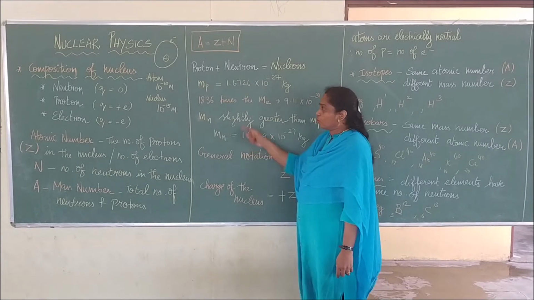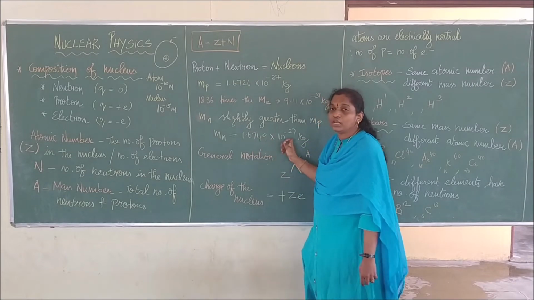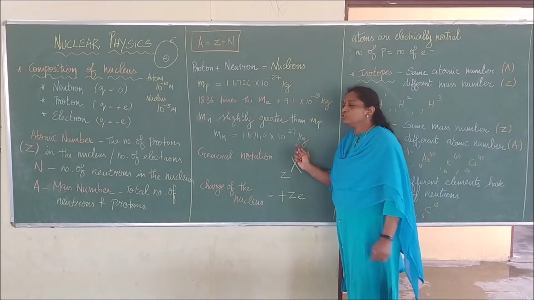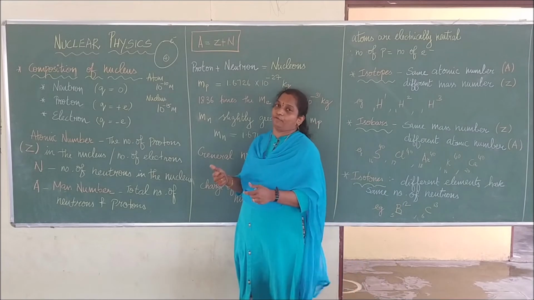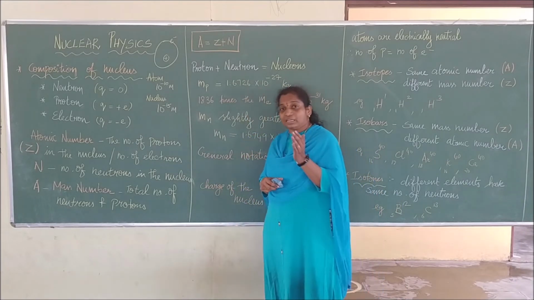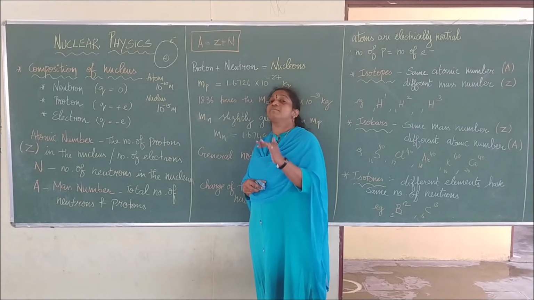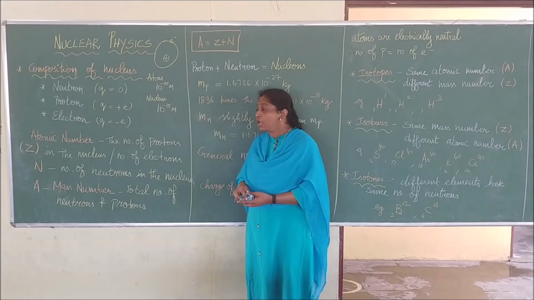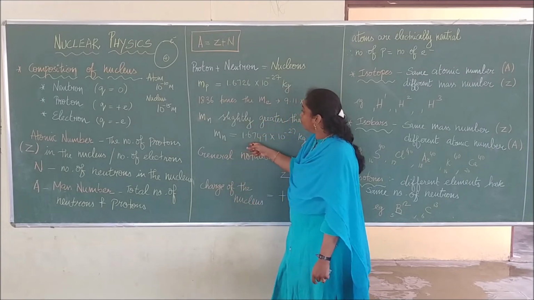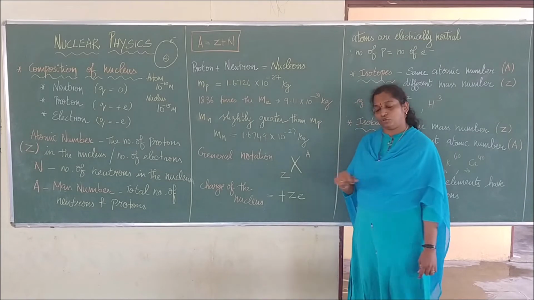1.6749 × 10^-27 kg. So 1.67 will remain, and the third and fourth digits will vary. So it is slightly greater than that of a proton. That's all. The mass of a proton is 1836 times greater than the mass of an electron, and the mass of a neutron is slightly greater than the mass of a proton.